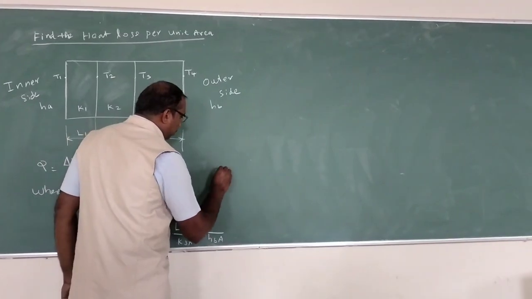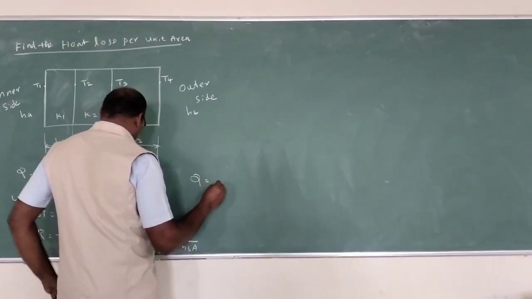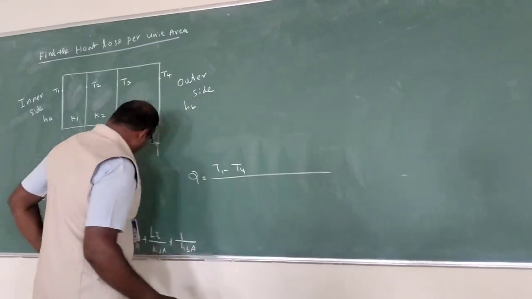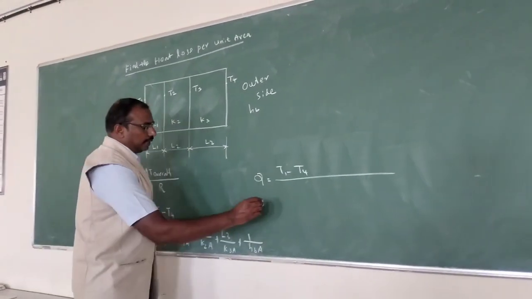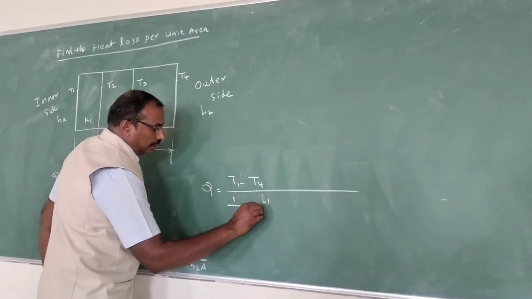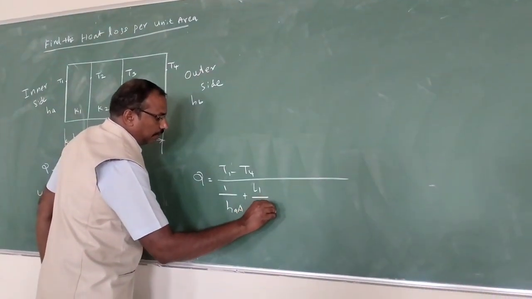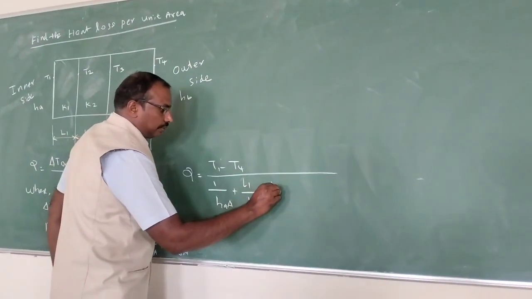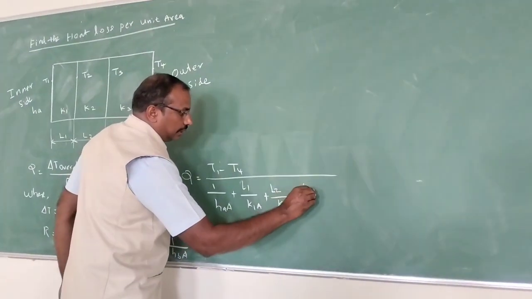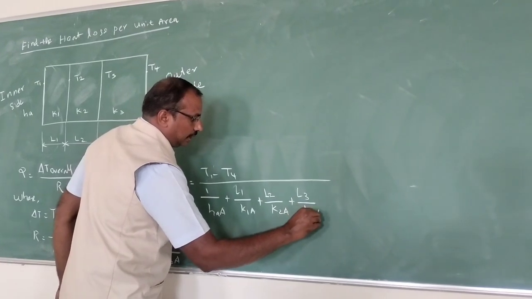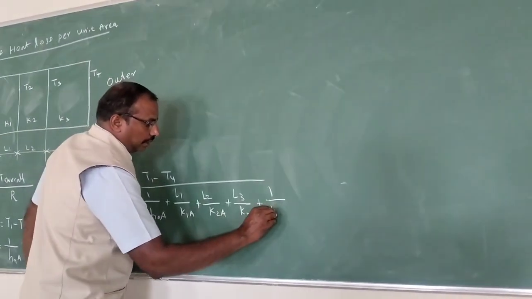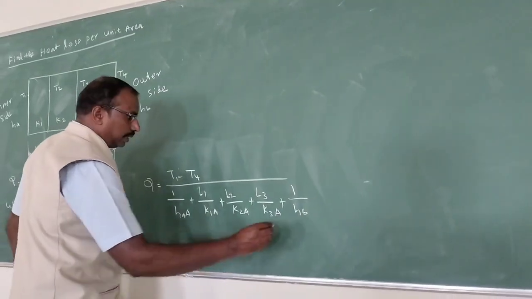Then we can substitute del T and R values in Q. Q equals T1 minus T4 divided by the R value, which is 1 by HA into A plus L1 divided by K1 A plus L2 divided by K2 A plus L3 divided by K3 A, and finally the outer side 1 by HB into A.